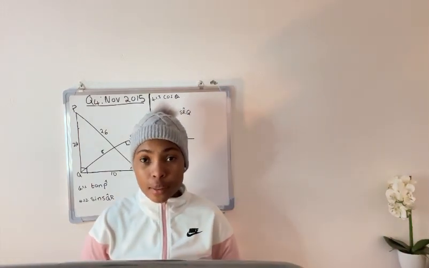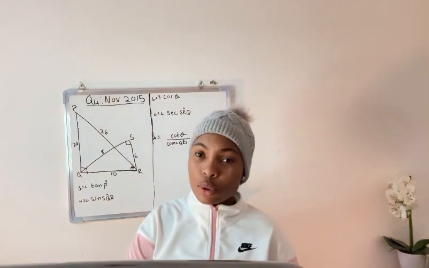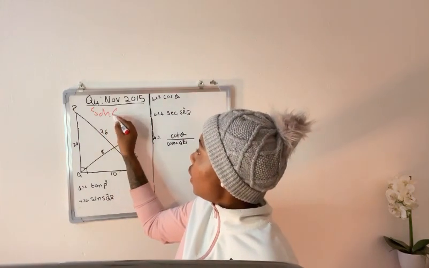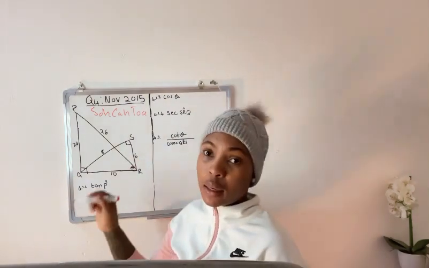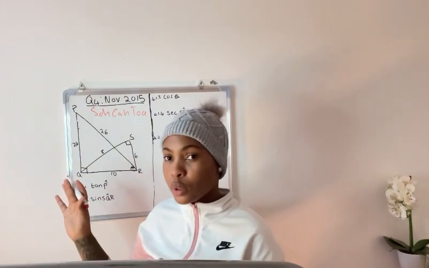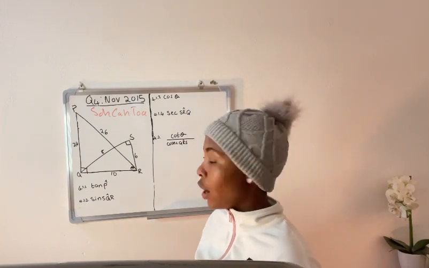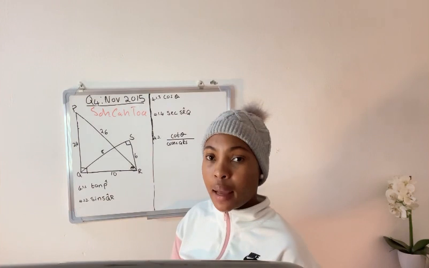Now we are requested to determine the values of the given ratios without the use of a calculator. If we cannot use a calculator, then we can use SOHCAHTOA, because we are dealing with right-angled triangles. Now the first question, 4.1.1, we have to determine the value of tan angle P.